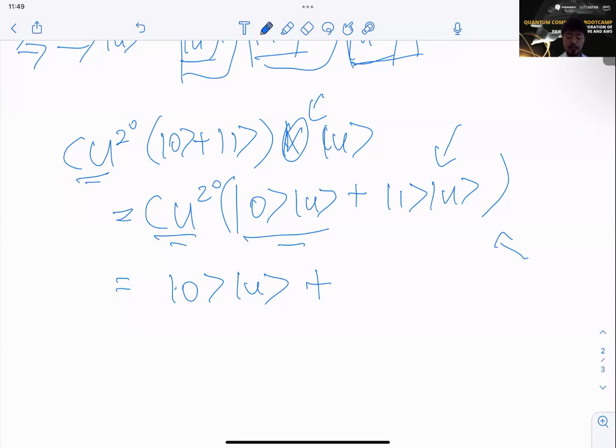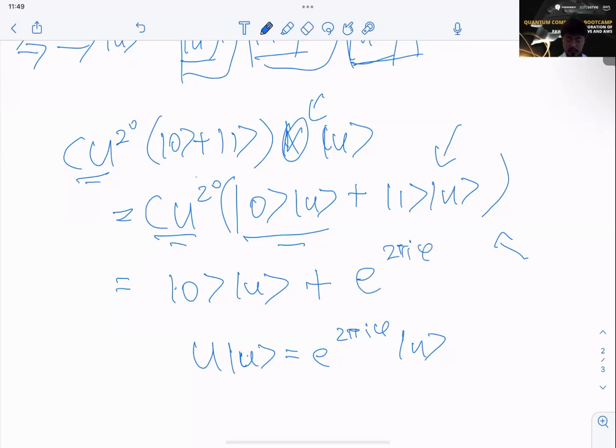And so when you apply U to this, we still remember in our problem statement that we are given that U over here gives us e to the 2 pi i phi. So when we apply U to the power of 0 here, which is 2 to the power of 0, just basically 1, we get e to the 2 pi i phi times 1 U. Okay.